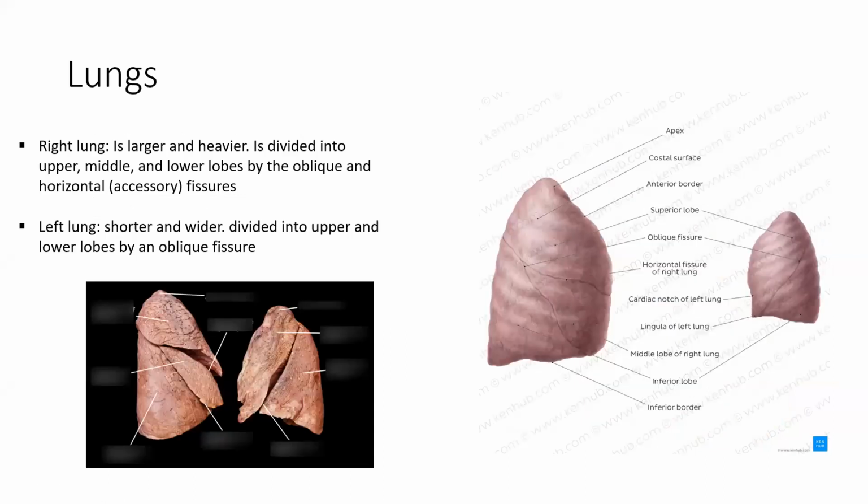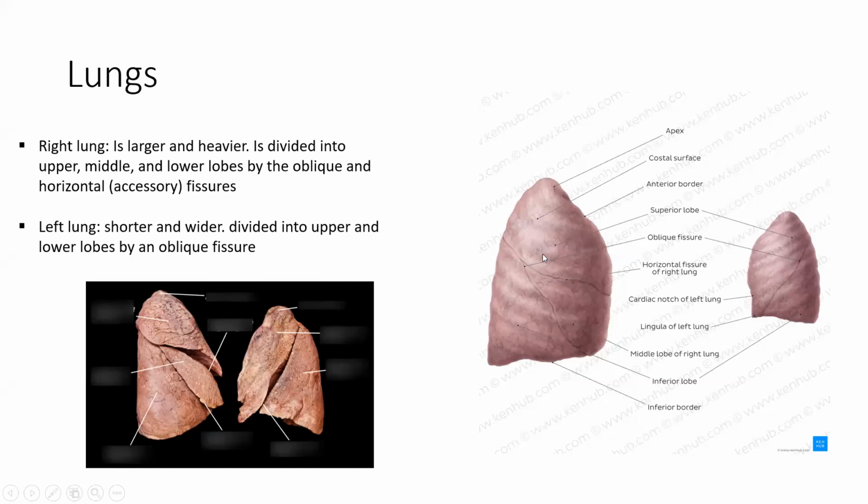And then moving on to the lungs. So we have the right lung. The right lung is actually larger and heavier than the left lung, which is shorter in size, and it's also wider because of the higher right dome of the diaphragm. So the position of the diaphragm gives both of them a certain structure, and also the inclination of the heart towards the left. The right lung, as you can see, is divided into upper, middle, and lower lobes by the oblique fissure and also by the horizontal fissure.